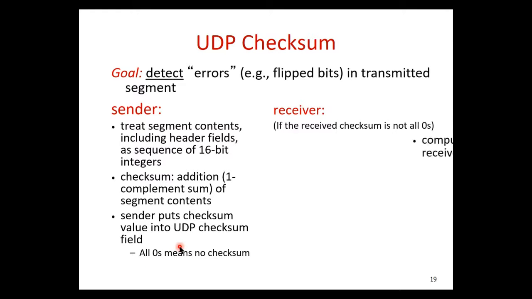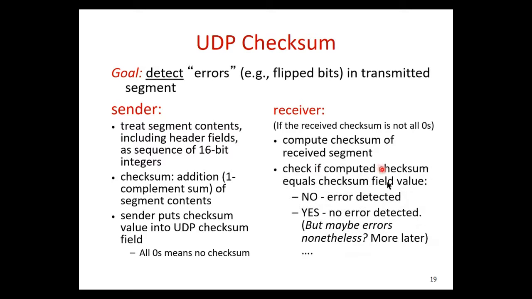And then the receiver will do the same computation, right? The addition of the 16-bit integers. And then it just compares the result of its calculation with the checksum that it receives from the sender. And if they match, then we just consider that there has been no error. If they do not match, then there is an error. But we just know that there's an error. We don't know exactly where the error is, right?